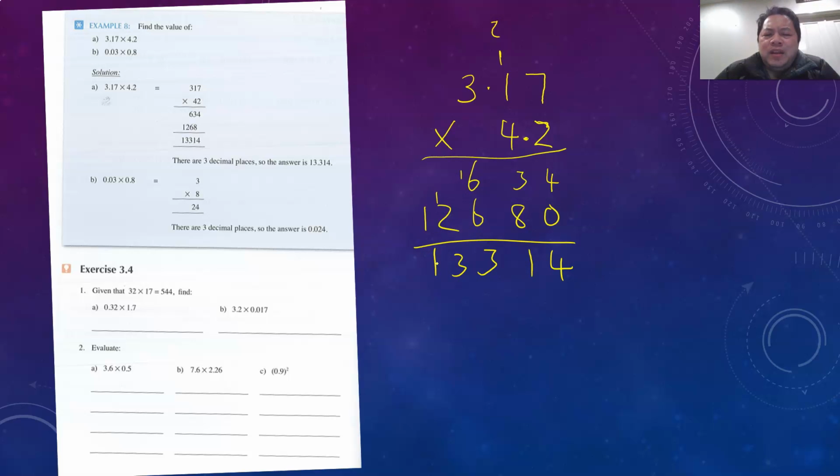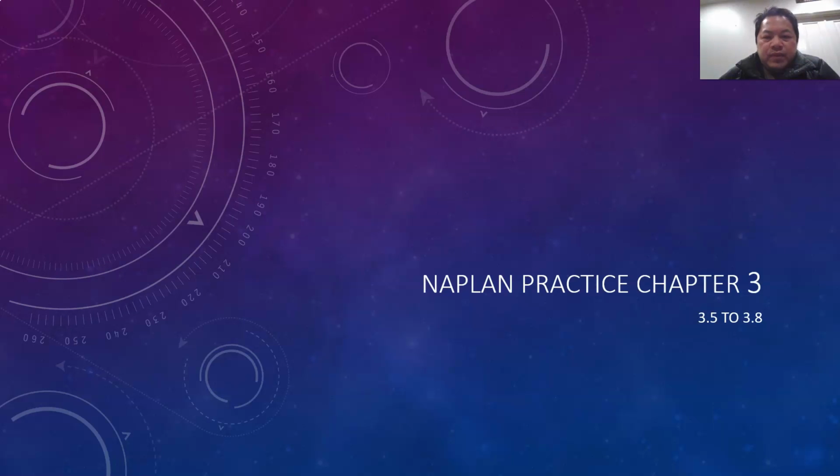So now to determine where to put the decimal place, you look at the digits that are behind the decimal point. So I have 1, 2, 3. So there are 3 digits behind the decimal point. We move the decimal back 3 times. That's how you get 13.314, which is the same as this answer, isn't it? Okay, got it? So it's quite straightforward. Just bear that in mind. That is the steps that you need to go through.